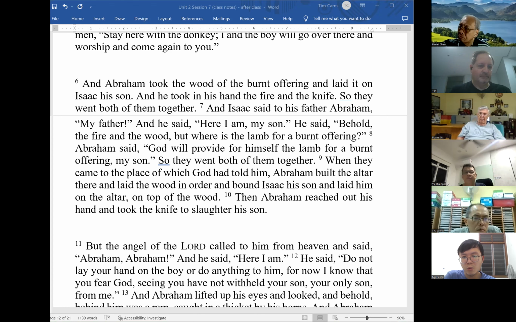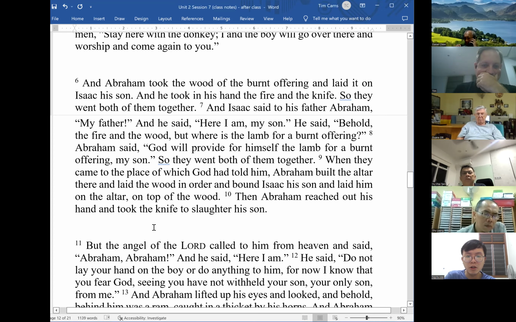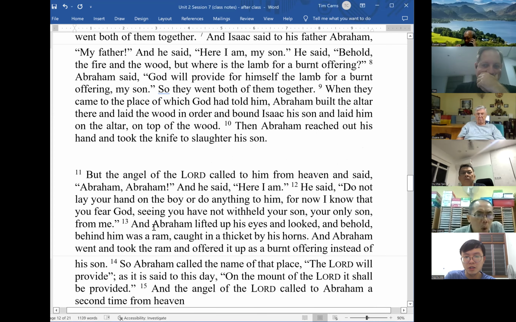So they went both of them together. When they came to the place of which God had told him, Abraham built the altar there and laid the wood in order and bound Isaac his son and laid him on the altar, on top of the wood. Then Abraham reached out his hand and took the knife to slaughter his son.